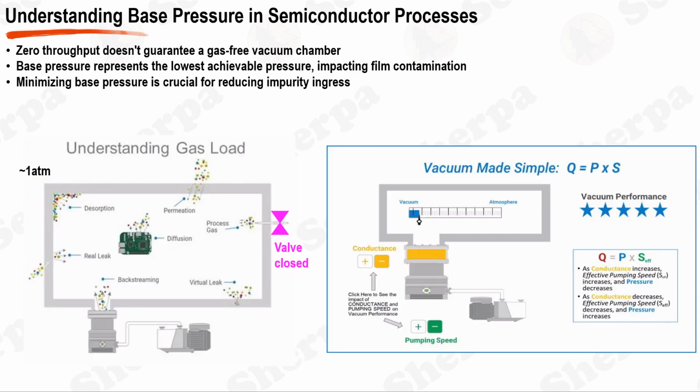Continuing our exploration of vacuum fundamentals for semiconductor processes, we turn our attention to an often overlooked aspect, base pressure. Let's consider a scenario where no process gas is intentionally supplied to the vacuum chamber undergoing the process, in other words, when the throughput, Q, is zero.